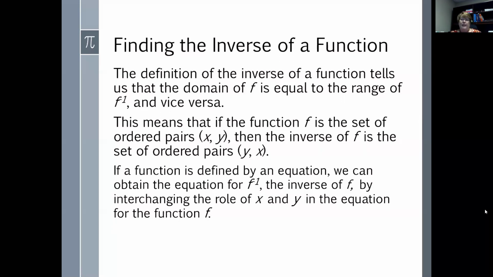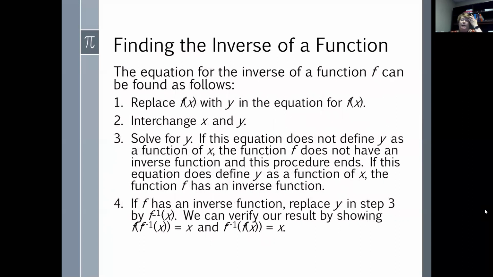If a function is defined by an equation, which is normally what we do in algebra, we can obtain the equation for the inverse by interchanging the roles of x and y in the equation for the function f. So if the inverse interchanges the domain and range, it interchanges the x's and y's, then we should be able to take our function, interchange x and y, and find the inverse of that function.